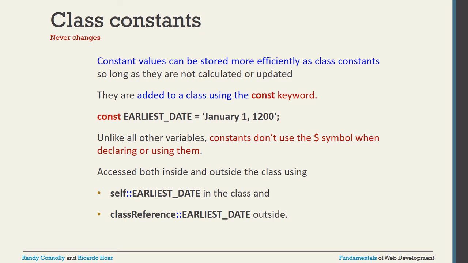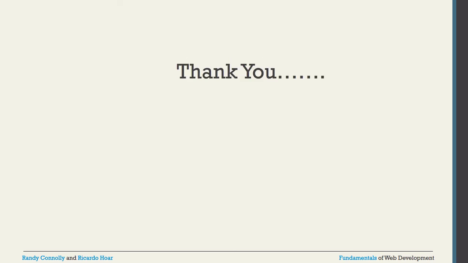And the class constant: a constant value can be stored more efficiently as a class constant so long as it is not calculated or updated. They are added to the class using the const keyword. For example, constant earliest date, January 1 2200. Unlike all other variables, constants do not use the dollar symbol when declaring or using them. You see here we are using const, not the dollar symbol, and it is accessed both inside and outside the class, using self::earliest date inside the class. In the same way we can go for the outside.